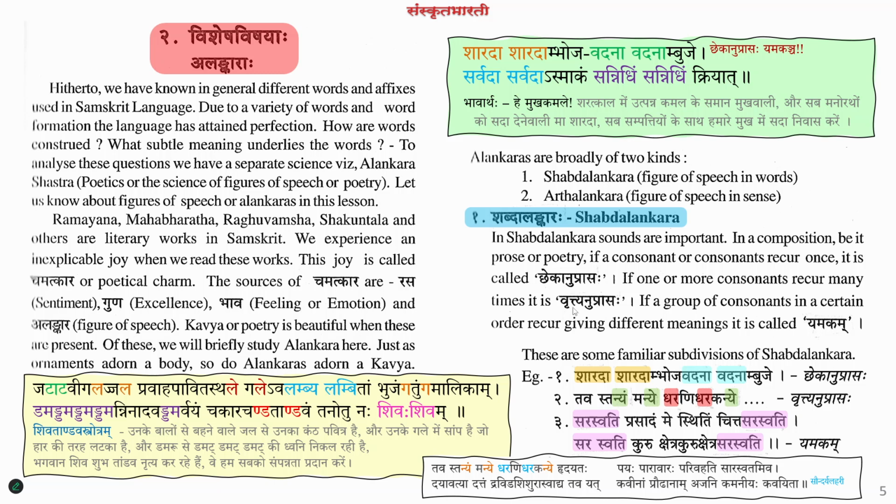So a Chekanuprasa, Vrityanuprasa also could become a Yamaka if there were different meanings. If you consider the meanings also, that's all. That's why I call Yamaka a little bit more than just Shabdalankara, because Cheka and Vritti Anuprasa cover the Shabdalankara, while Yamaka covers something more. That's why both are here. Okay, so: Sharada Sharadamboja Vadana Vadanambuje Sarvada Sarvadasmakam Sannidhim Kriyat.